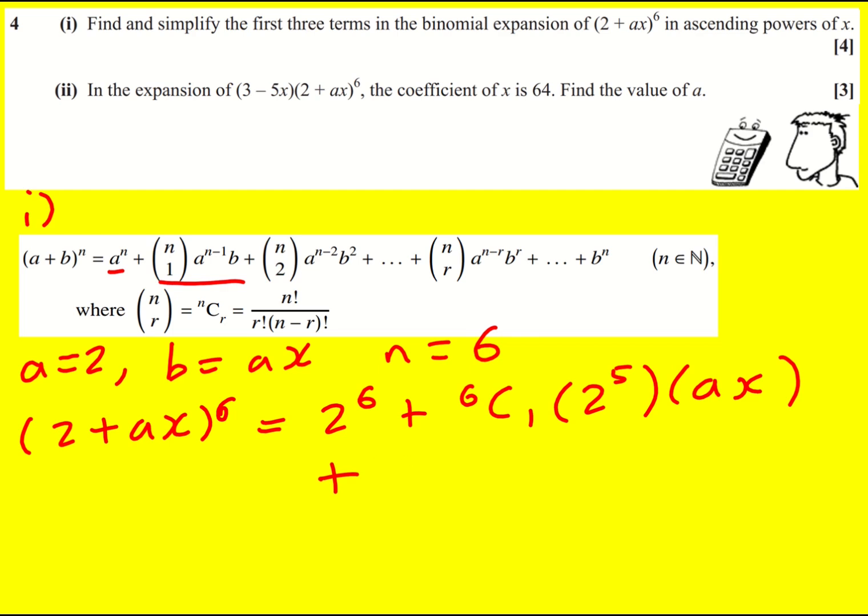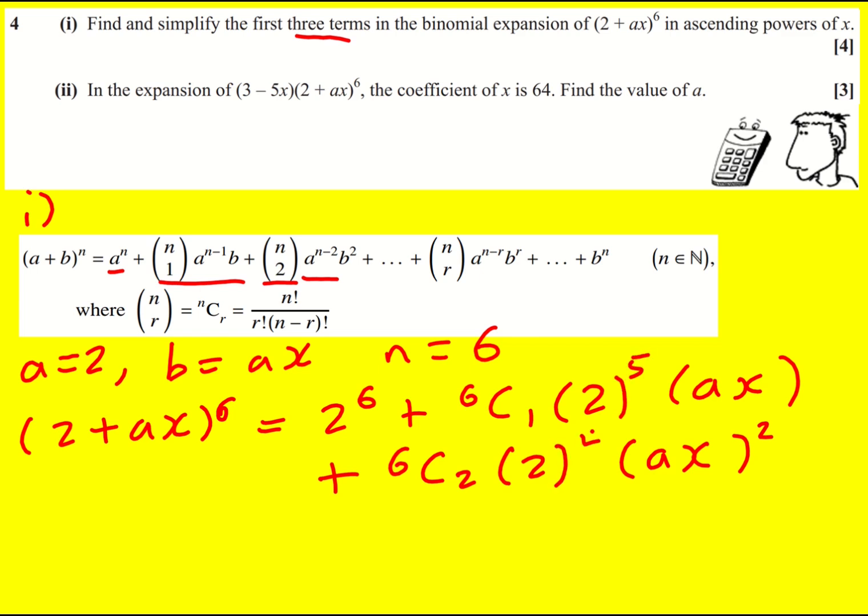And then my last term, because I've asked for the first three, is going to be 6C2, and then it's going to be 2 to the power 4 and (ax) squared. Maybe I should have put the powers on the outside. It actually doesn't matter in this case, but just be consistent. And then there are more terms. So then we can figure out all of these.